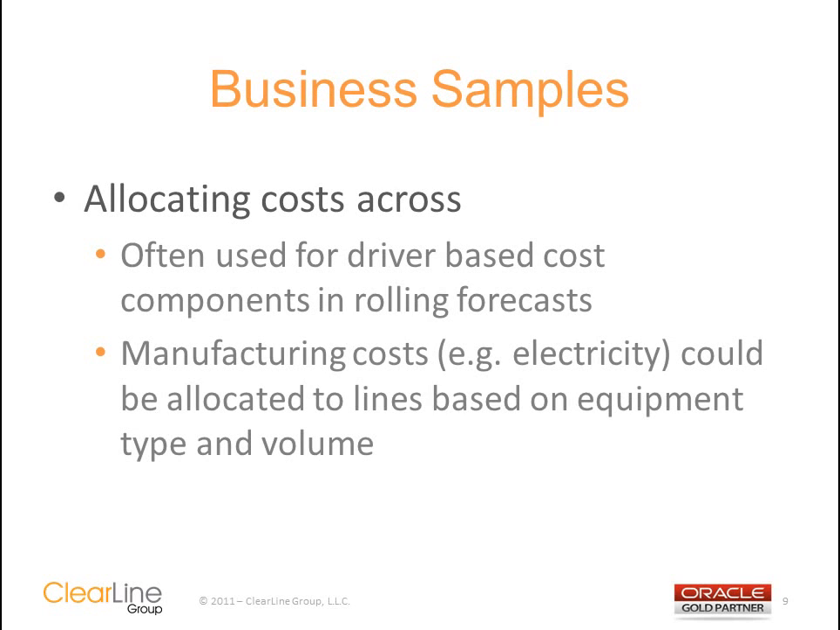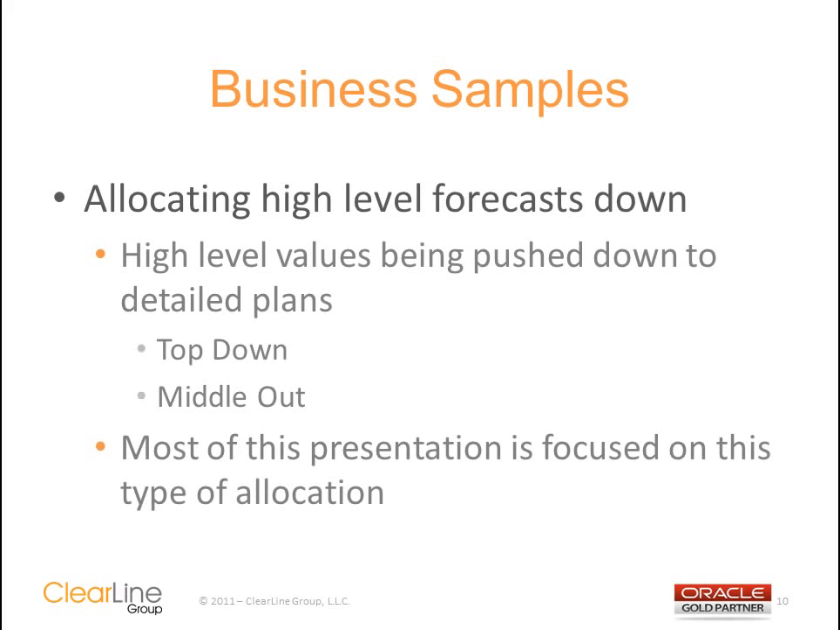Most people who work on Hyperion allocations take this definition a little bit farther and break it into two broad types. The first type is when costs are allocated across the same level of a hierarchy. For example, an expense might be spread from one department to many departments, but all the departments are actually at the same level of the organization's hierarchy. This is often used with driver-based components in forecasts. The other common type is when you're allocating from a high level in a hierarchy down to its details. This is commonly used in a top-down or middle-out forecast to push high-level input values into the details of the plan.